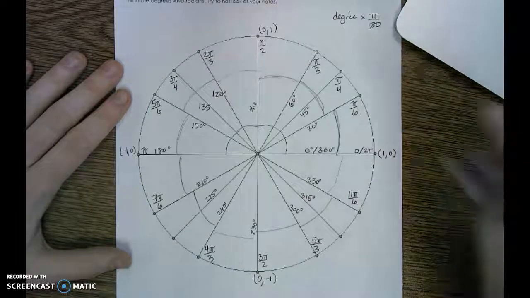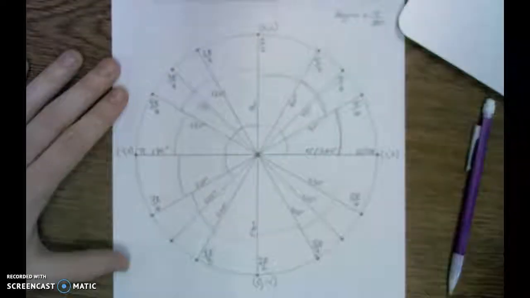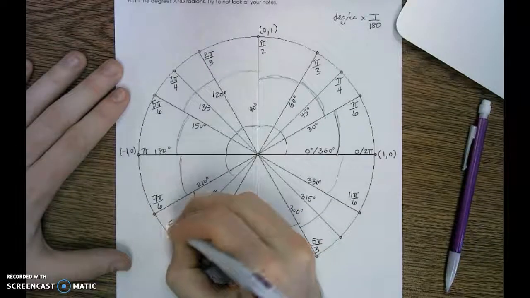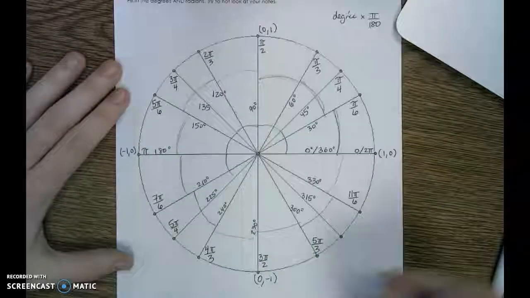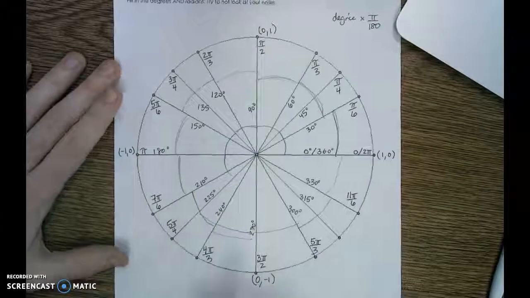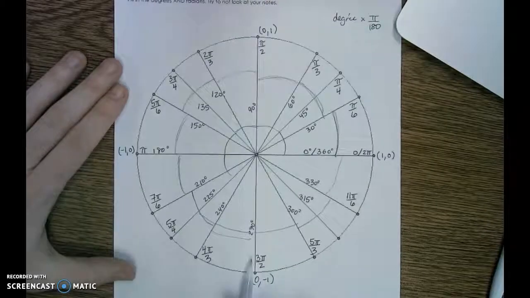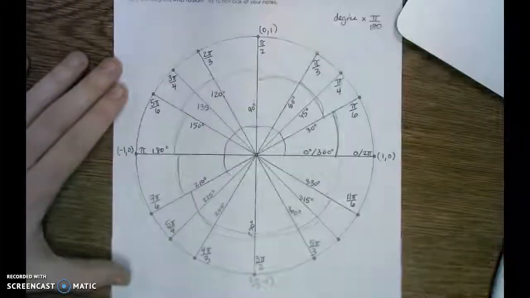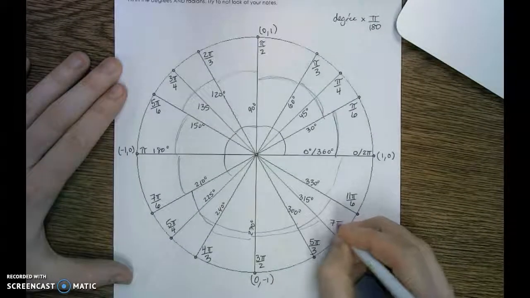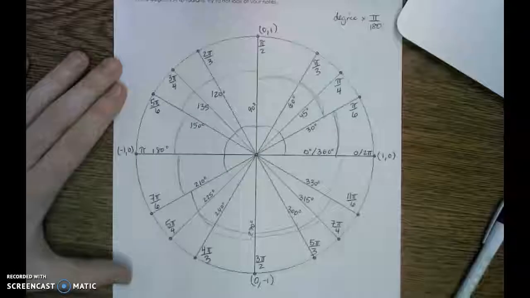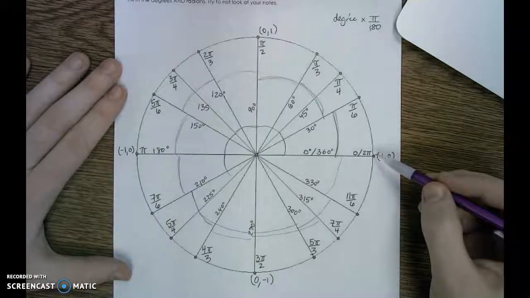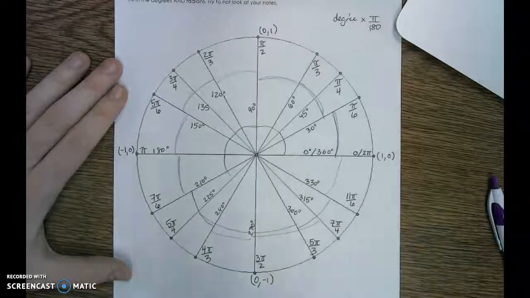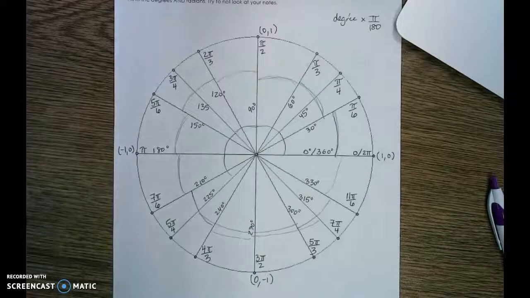If we add 45 again, you're at 5 pi over 4. If you add it again, you're at 270, which is 6 over 4, which reduces to 3 over 2. Add it again, you're at 7 pi over 4. And last time you add it, you're going to get 8 pi over 4, and 8 over 4 makes 2 pi. So those are all your radians filled out. Then we're going to go through and put in all of our ordered pairs.